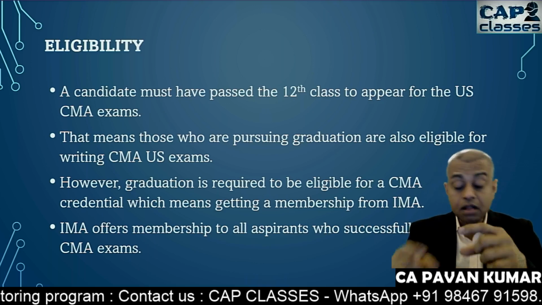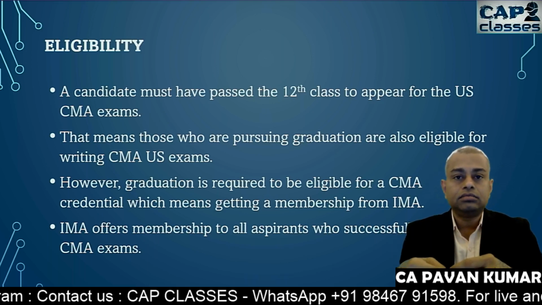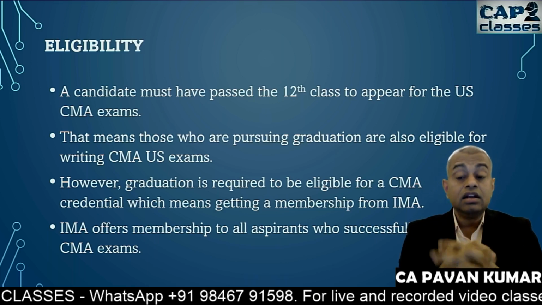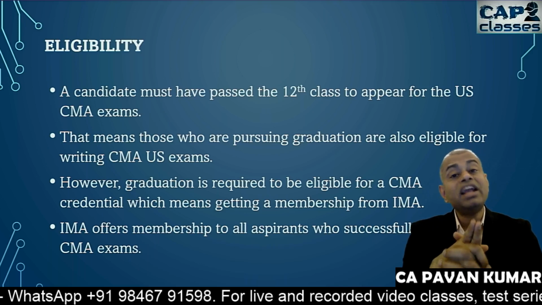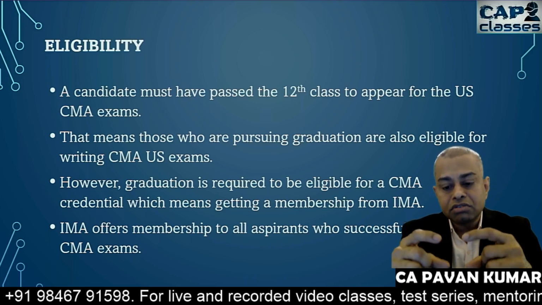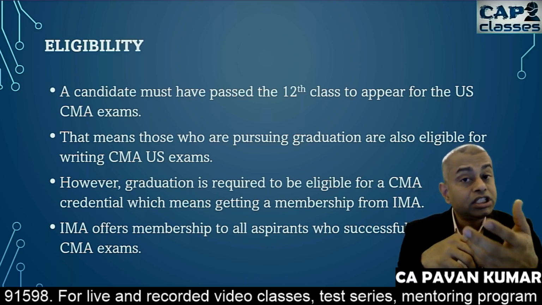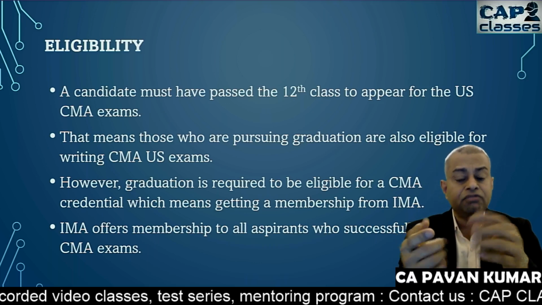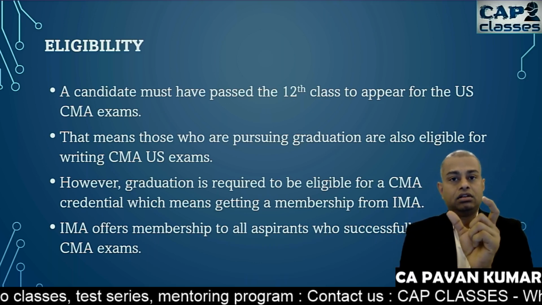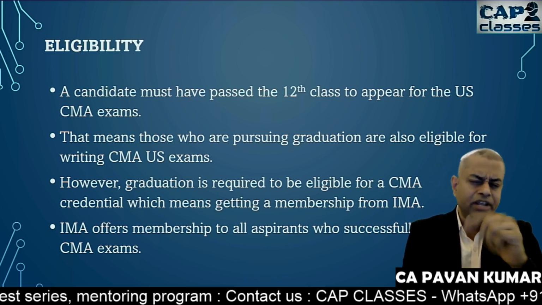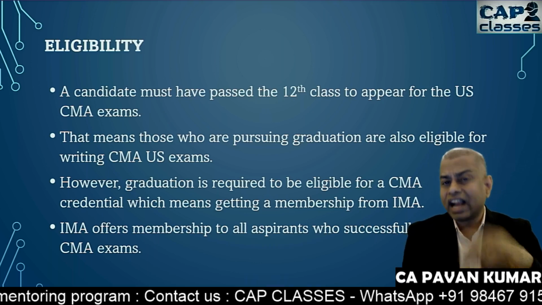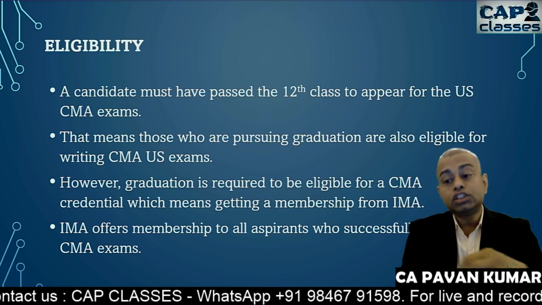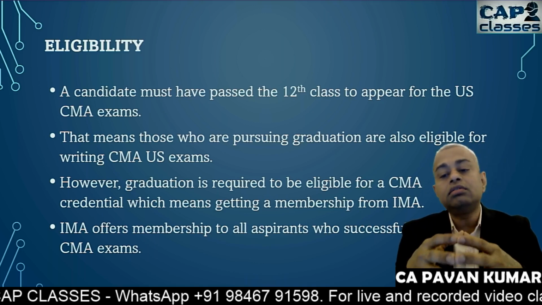2. If you are doing graduation, you are eligible because you do graduation after 12th class. 3. Graduation is required to be eligible for the CMA credential. That means, see, once you complete chartered accountancy, you need to apply for membership with the Institute of Chartered Accountants of India. So when you are applying for that membership, for the credentials to use the name, you have certain eligibility. Even in CPA, there is a 120 credits, 150 credits criteria, even in CMA US also, even in CA also. So there is a criteria to become a member. So to use the CMA credential, you should complete graduation.